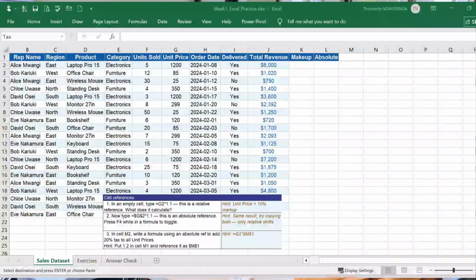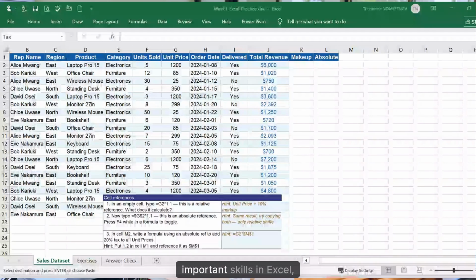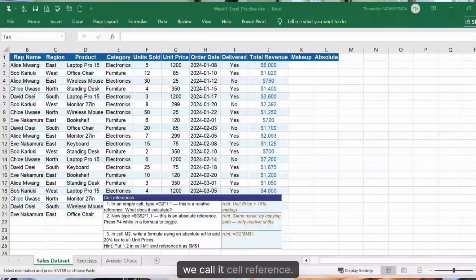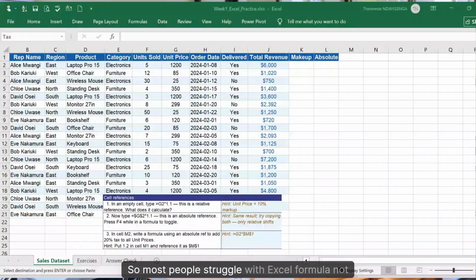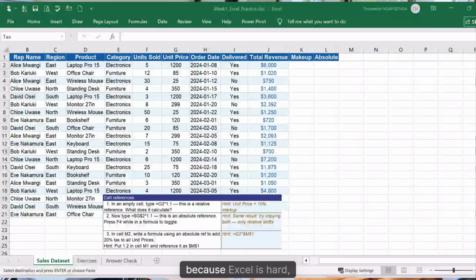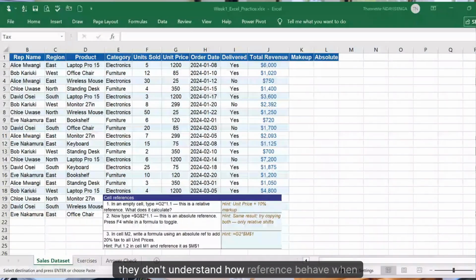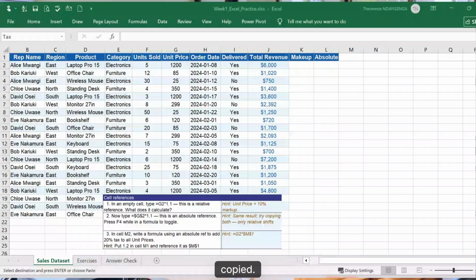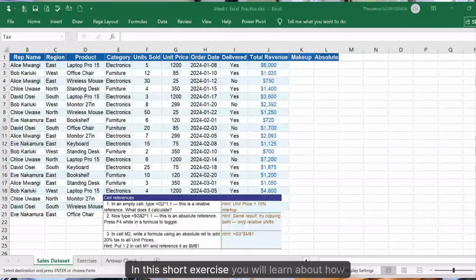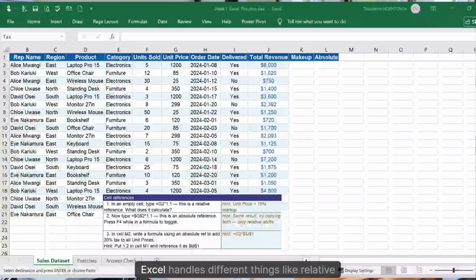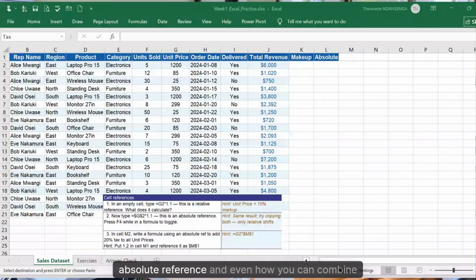In today's session, we are going to learn one of the most important skills in Excel. We call it cell reference. Most people struggle with Excel formulas, not because Excel is hard, but because they don't understand how references behave when copied. In this short exercise, you will learn how Excel handles different things like relative reference, absolute reference, and even how you can combine them.